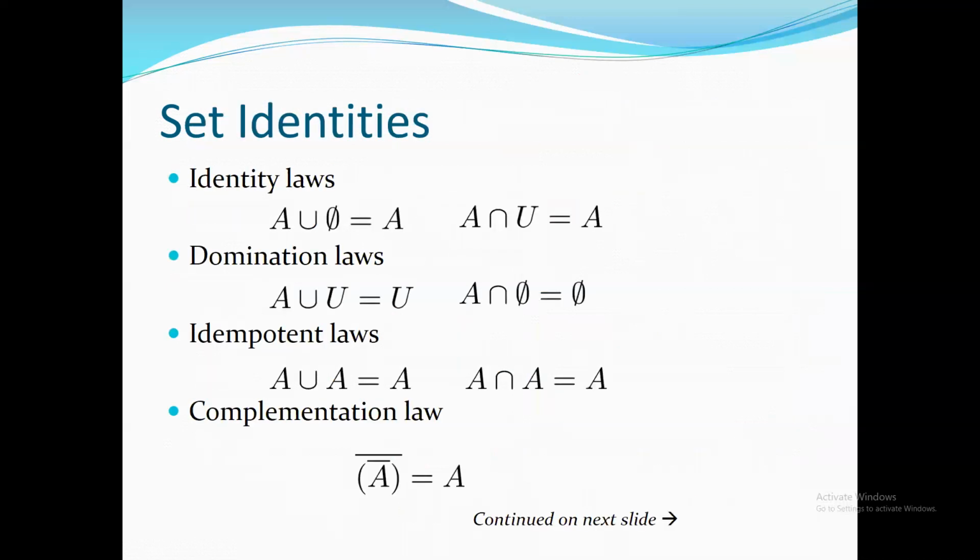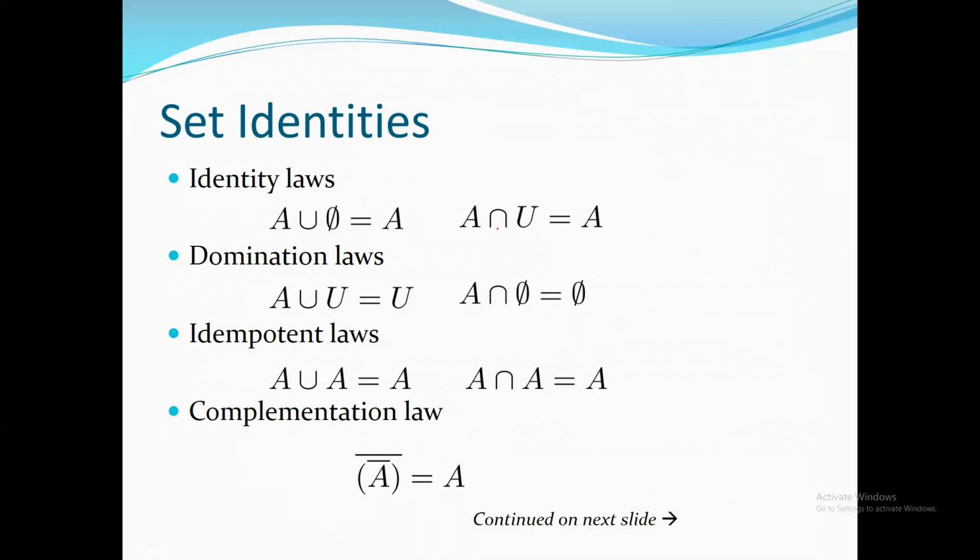So now let's look at the set identities. These are similar identities that we have seen in propositional logic, and even in predicate logic as well. Number one is the identity law. Identity law is if you take a union of set A with an empty set, you will always get the set A as a result. That is quite obvious. A union empty is A.